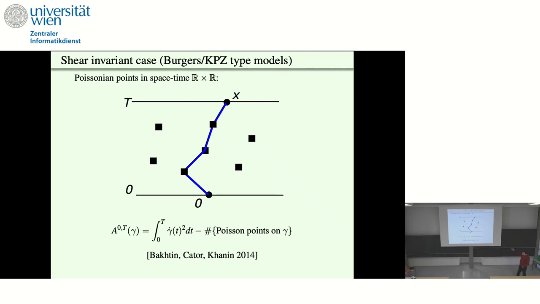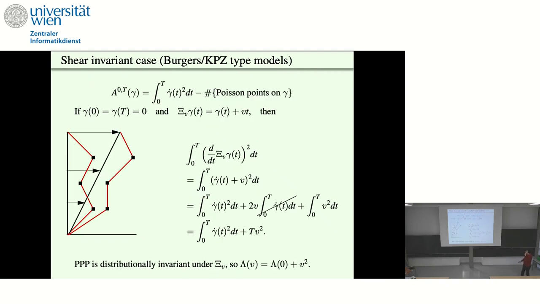This action is how you solve the stochastic Burgers equation in this environment, and it's a part of the ergodic program for the stochastic Burgers equation in the unbounded, non-compact situation. In this model everything worked in that paper because this is a shear invariance situation, and so here's how shear invariance works.